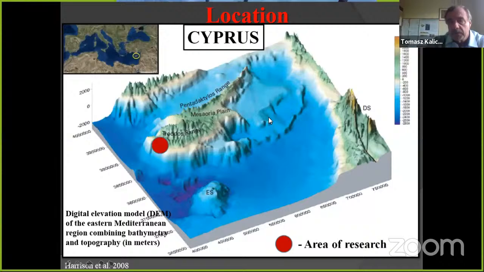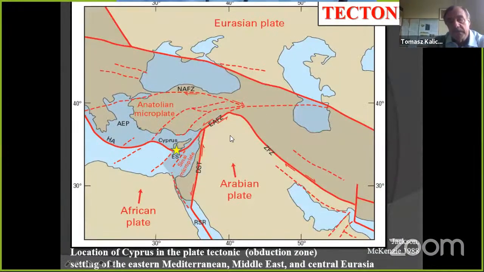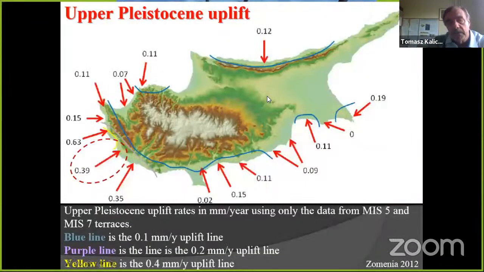First, some words about Cyprus. Cyprus is one of the islands in the most eastern part of the Mediterranean Sea. There is the dam model, and if you're looking on the conditions, there is the very specific region where we found the 3 plates and connection, very complicated tectonic situation, and finally we have coming from this situation the general uplift.